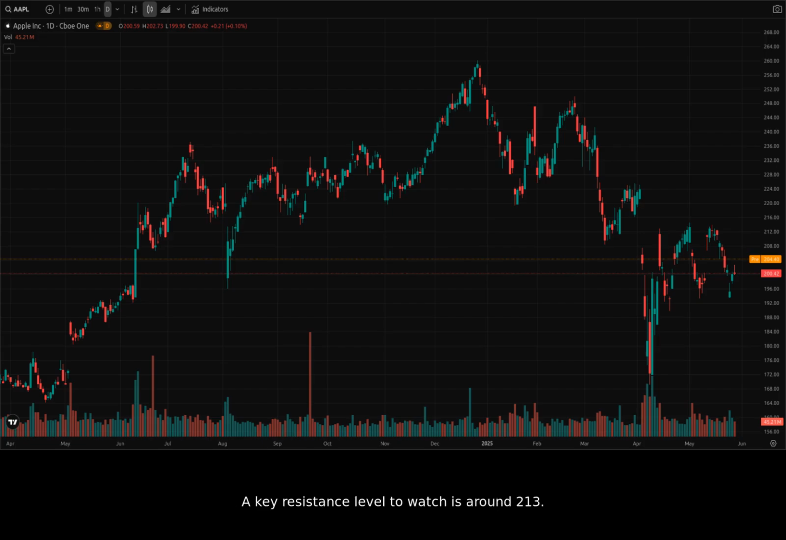A key resistance level to watch is around 213. If the price breaks above this level, it could signal a bullish continuation. However, failure to break above 213 could lead to further consolidation or a potential reversal.